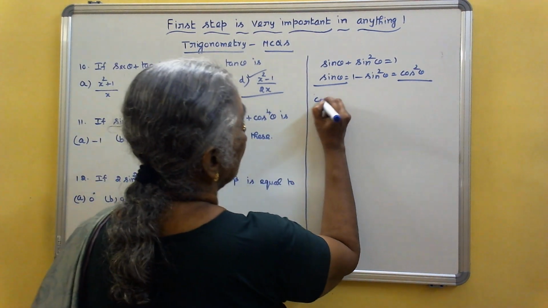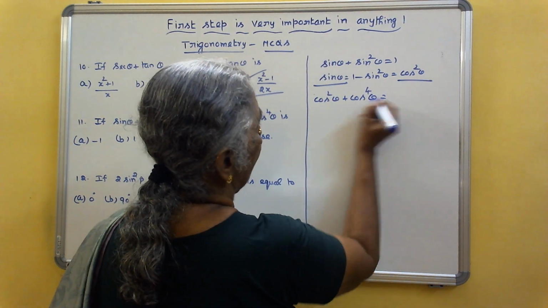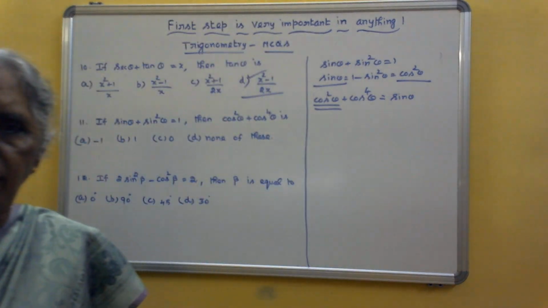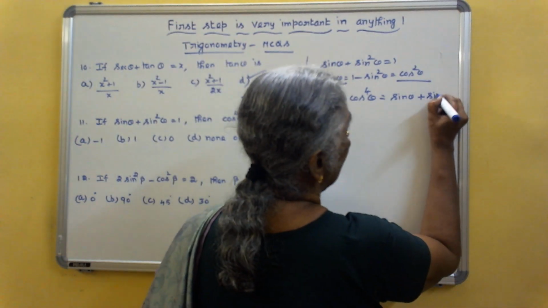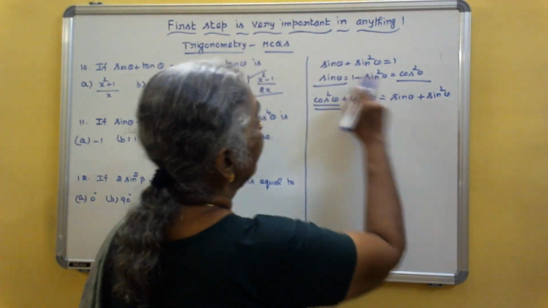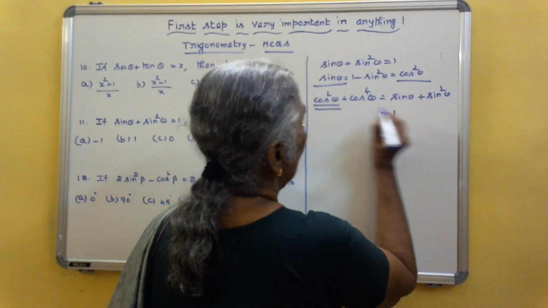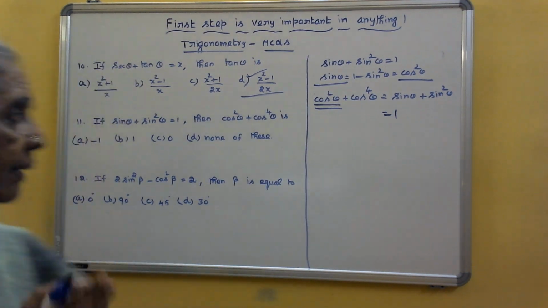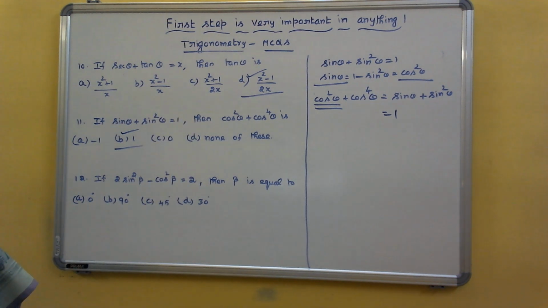What we want? Cos squared theta plus cos power 4 theta. For cos squared theta we can write sin theta, right? So cos power 4 theta will be sin squared theta. So now you know already sin theta plus sin squared theta is 1, that is given. So cos squared theta plus cos power 4 theta is equal to 1. Check the options. Option B, that is the correct one. Is it clear? The last one.